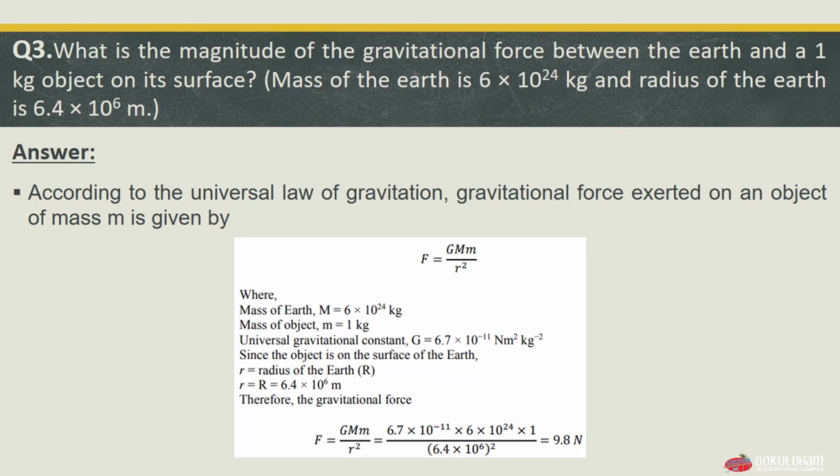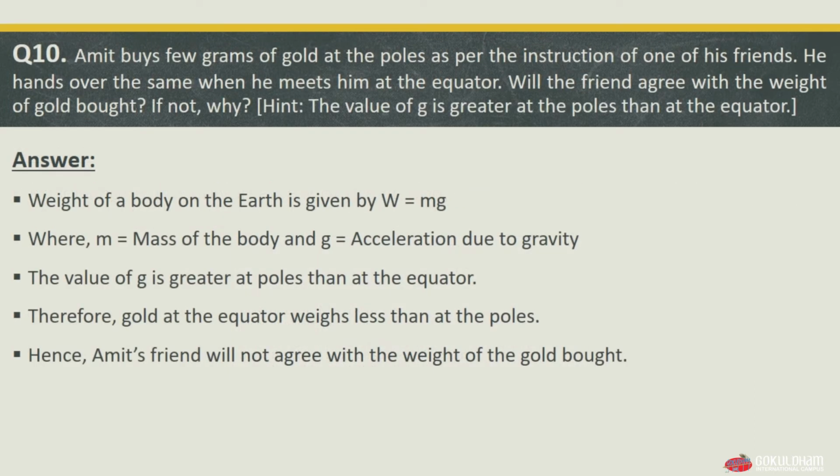Now we will move to our next question. The next question that we are going to solve is question number 10, which is: Amit buys a few grams of gold when he is at the pole as per the instruction of one of his friends. Means Amit buys gold when he is at the pole from the instruction of one of his friends, and then he hands over that gold to his friend who is at the equator. Means Amit buys gold from a pole and he hands over that gold to his friend at the equator.